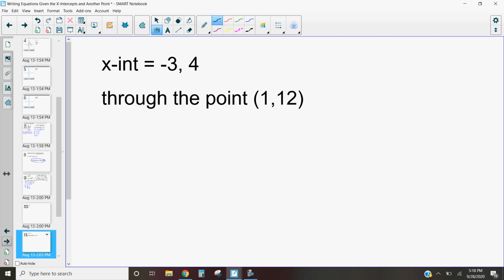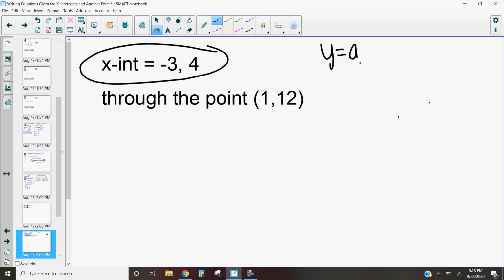Now, the other one that I want to look at is, instead of giving us the y-intercept, an example where they have it run through a point. So we're going to do the exact same thing we did here, except instead of substituting in our y-intercept, we're going to use this point. So again, we're still going to be in that factored form. Anytime they give us the x-intercepts, we want to use this factored form here. So let's take a look at it.